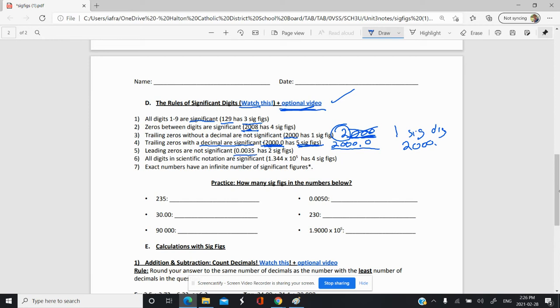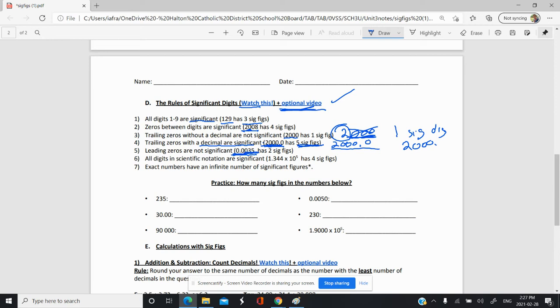Leading zeros are not considered significant. So for example, here I have 0.0035. These zeros in the front here, because they're not sandwiched in between anything significant, are not considered significant. So only the 3 and 5 are considered significant digits. So this here has 2 significant figures.